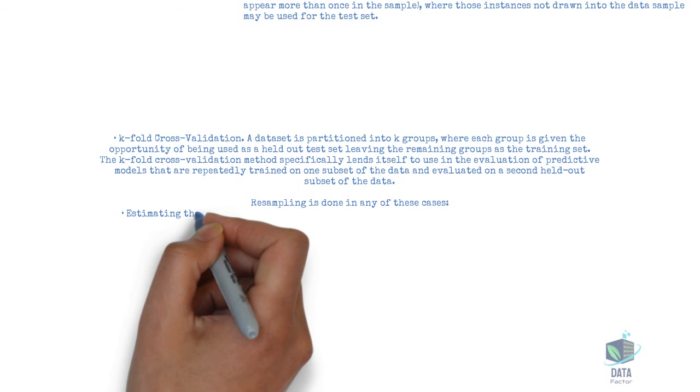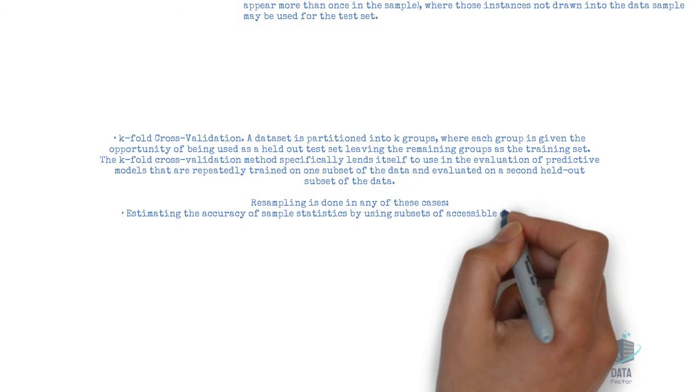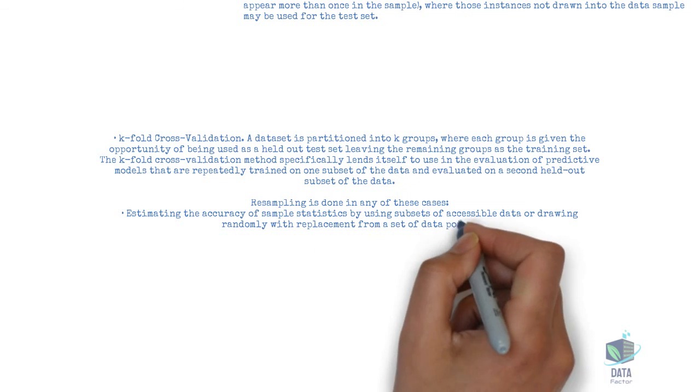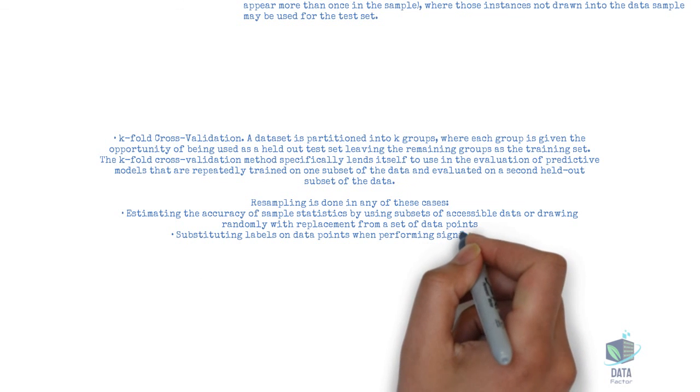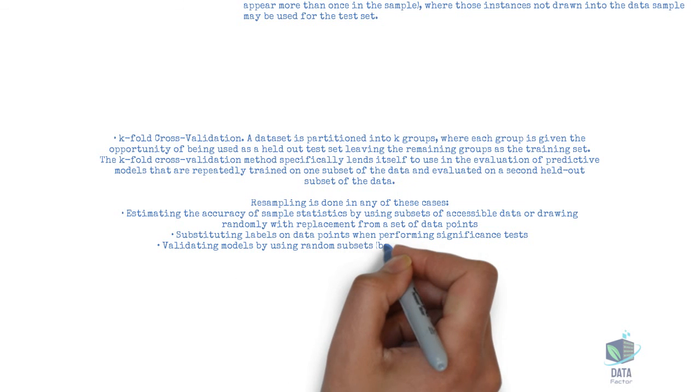Resampling is done in any of these cases: estimating the accuracy of simple statistics by using subsets of accessible data or drawing randomly with replacement from a set of data points, substituting labels on data points when performing significance tests, validating models by using random subsets, bootstrapping, cross-validation.